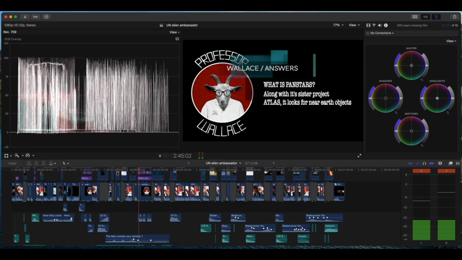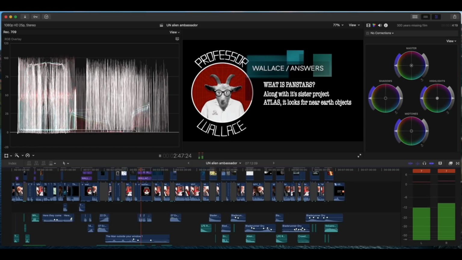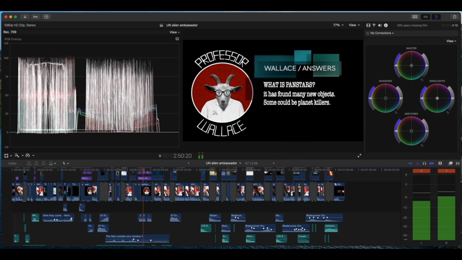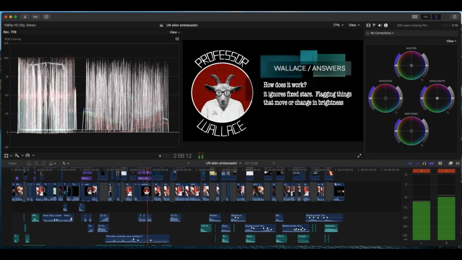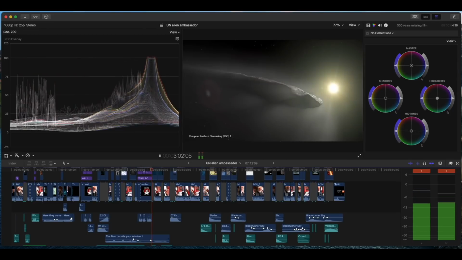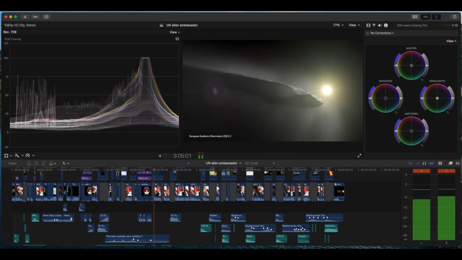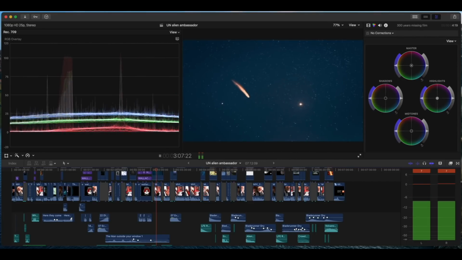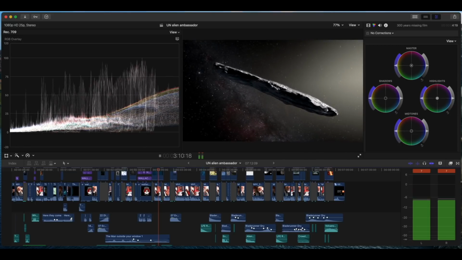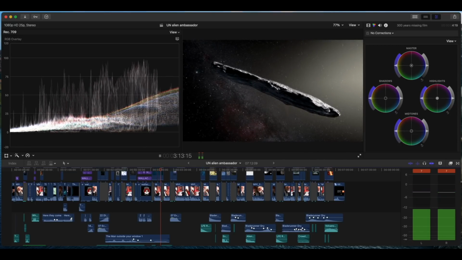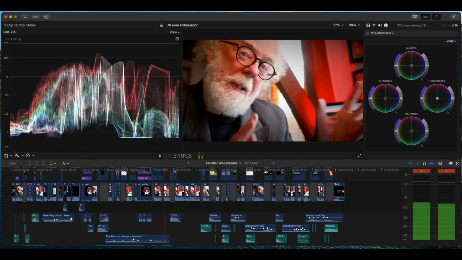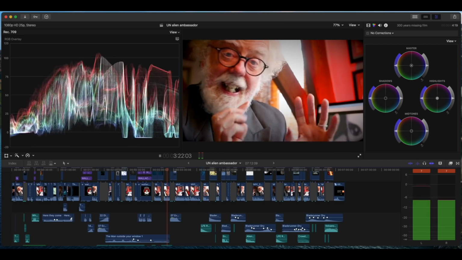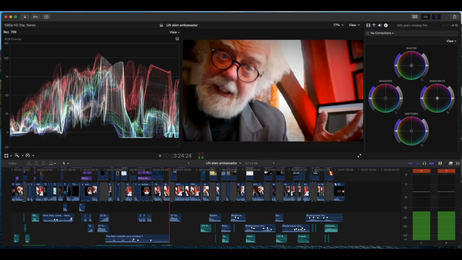What is Pan-STARRS? Along with its sister project Atlas, it looks for near-Earth objects. It has found many new objects. Some could be planet killers. How does it work? It ignores fixed stars, flagging things that move or change in brightness. So this weird shaped asteroid was spotted on a trajectory coming towards our sun from outside of our solar system. So it did meet all the specifications for being alien, extraterrestrial, and not from around here.